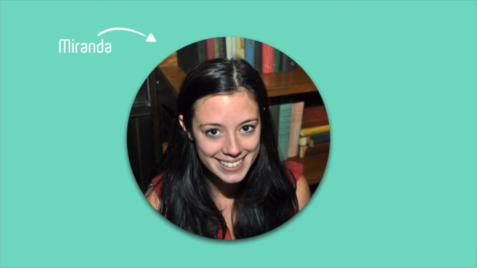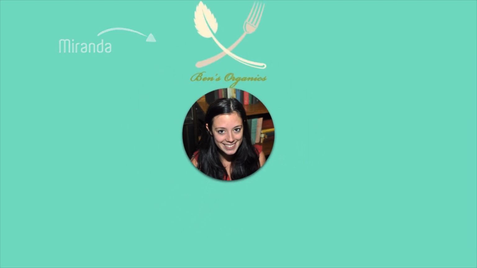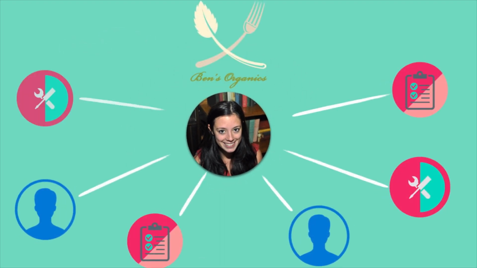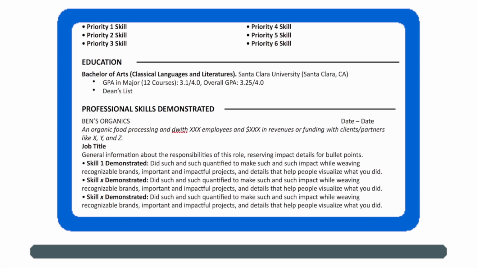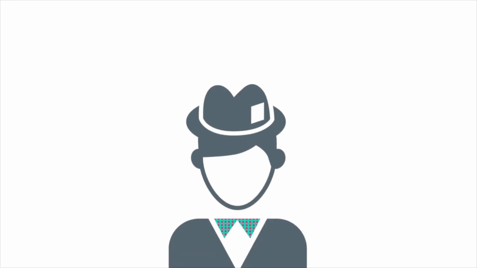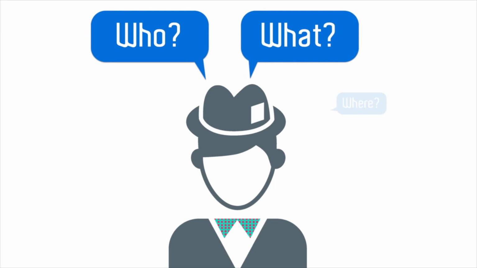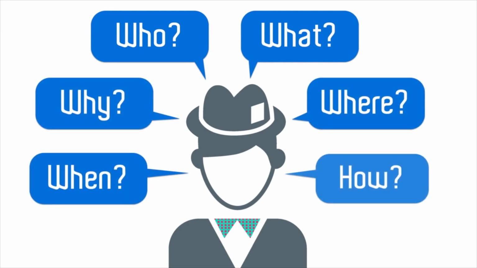What we're going to do is look at the story of Miranda. Miranda is a product manager for a local organic food company, and she's building a resume. So what she's going to do to start off is build an organizational description for the first organization in her resume. So the best place to start is you always want to mention the number of employees and the revenue or funding of the organization whenever possible, and then start to think about the journalistic questions. The journalistic questions are who, what, where, why, when, and how. And these will guide your thinking as you think about this organization.